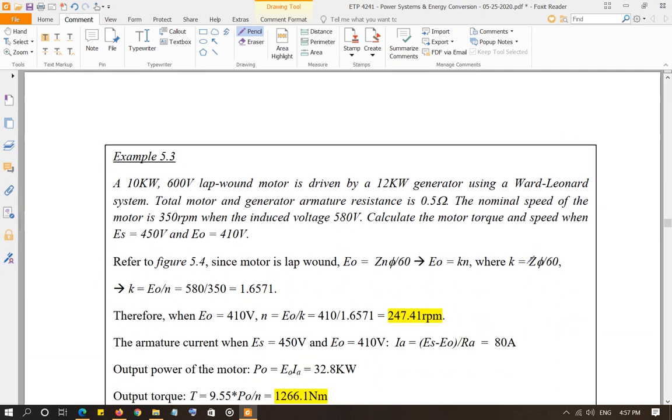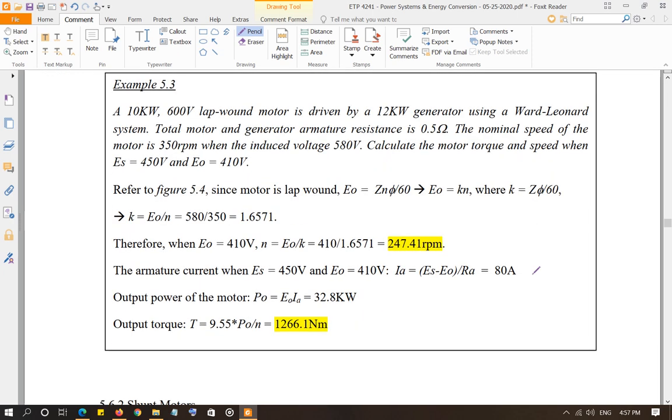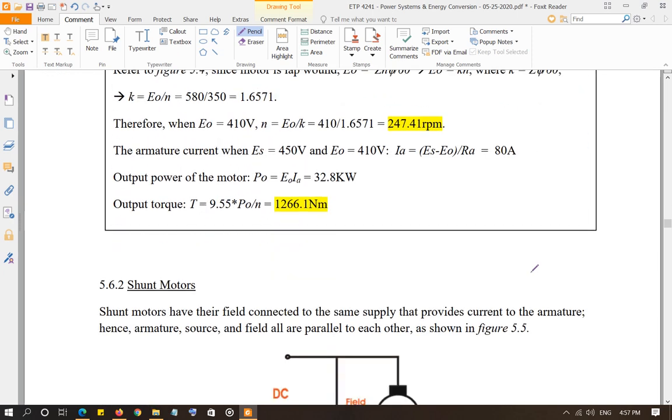Example 5.3 is based on, I believe, the Ward-Leonard system. Yes, it is based on the Ward-Leonard system. So go through this example. The next type of motors are shunt motors. I'll just discuss it in the next video.